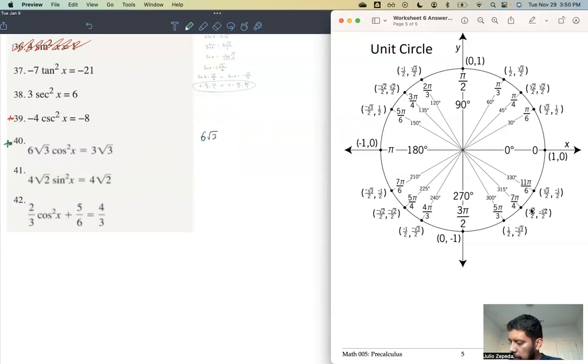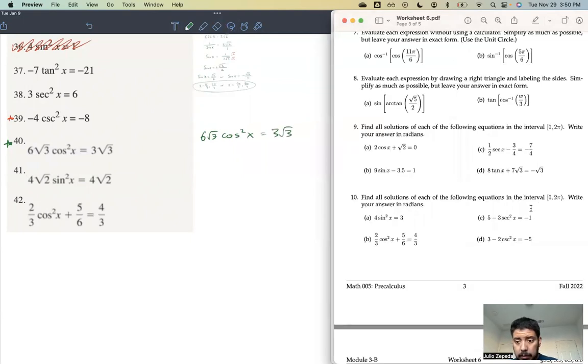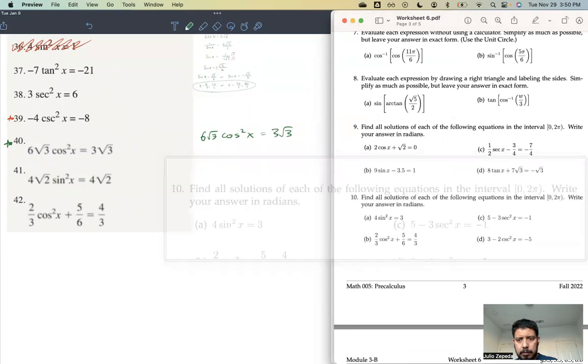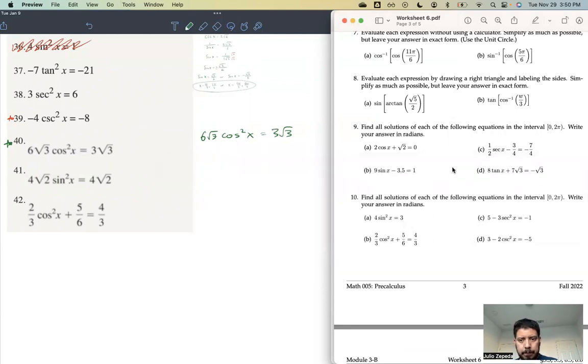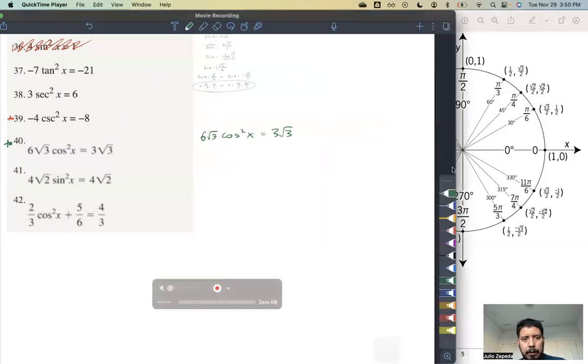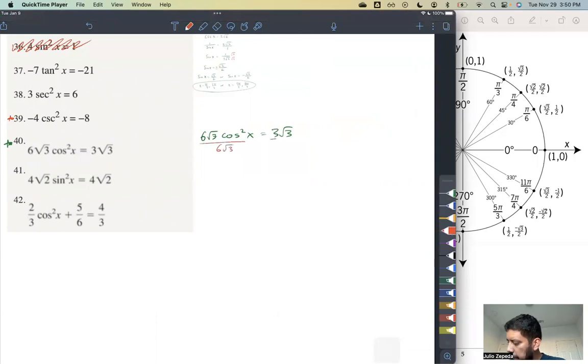6 root 3 cosine squared x equals 3 root 3. This one here just takes 2 steps. Divide. The square root 3 is canceled, so it's just 1/2. And then we take the square root.